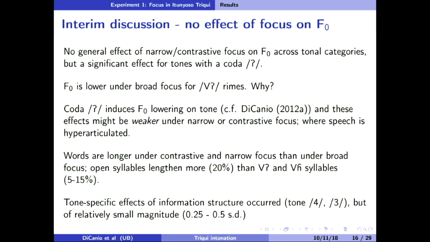So we came up with this explanation that glottal codas, so it's right here, glottal codas induce F0 lowering due to co-articulation, and that in cases where there's hyperarticulation, where you're speaking more carefully, there's less co-articulation. And so in cases where there's narrow focus, you're going to find this lowering attenuated.